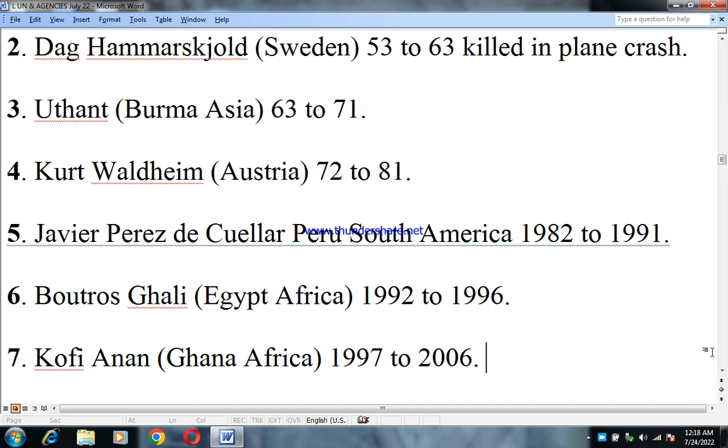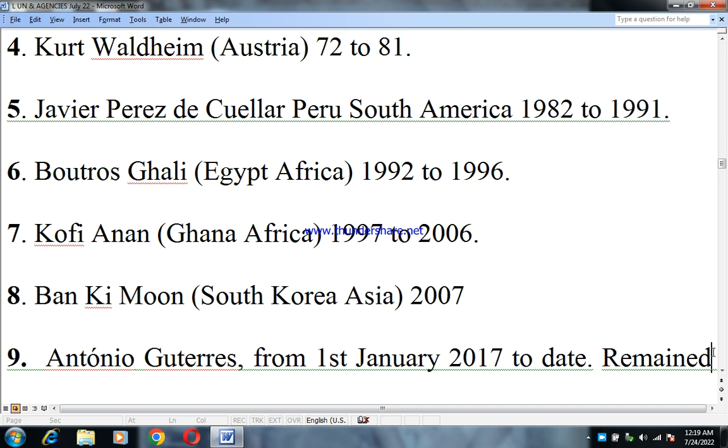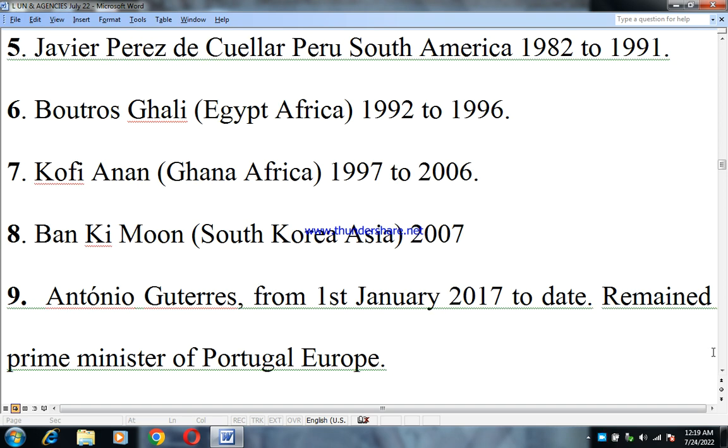Number 3, U Thant. He belonged to Burma, nowadays Myanmar, in Asia, from 1963 to 71. Number 4, Kurt Waldheim. He belonged to Europe, Austria, from 1972 to 1981. Number 5, Javier Perez de Cuellar. He belonged to Peru, South America. He remained Secretary General from 1982 to 1991.